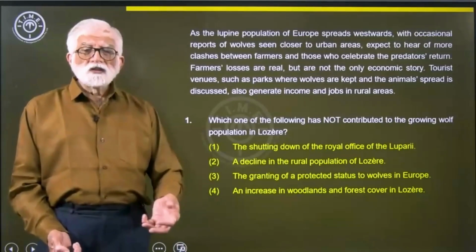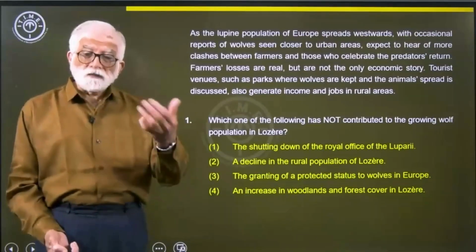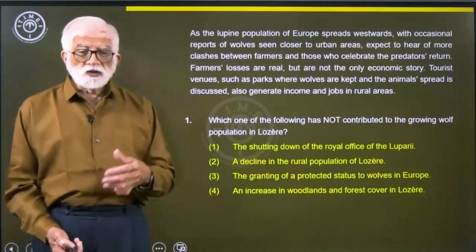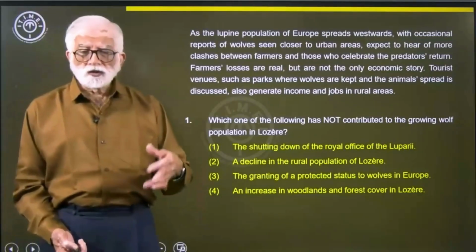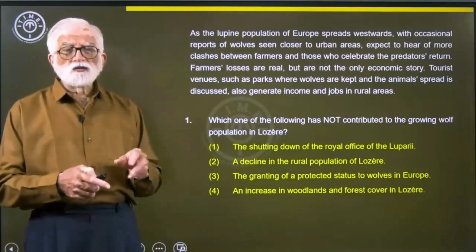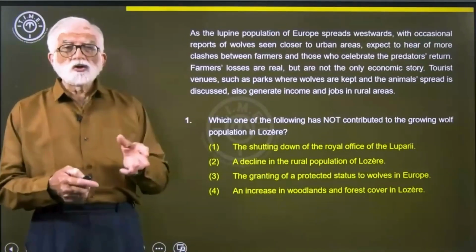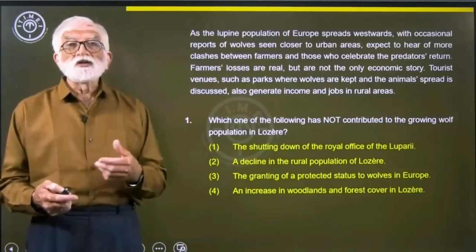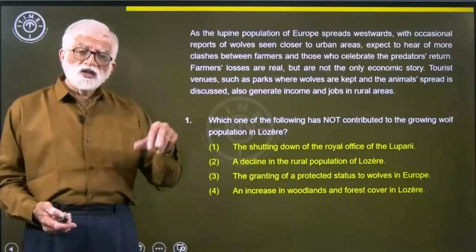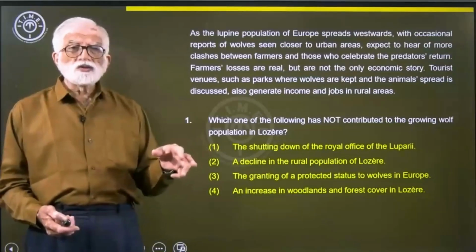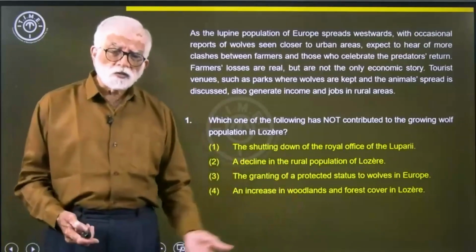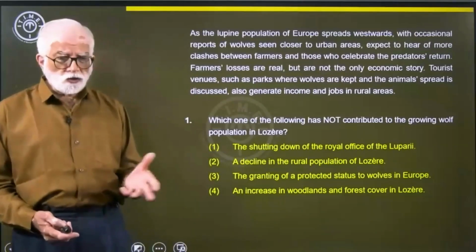Now, the point is, growing wolf population is how do they come back? So, what we really want to know is how did they come back? Now, they didn't come back because the Royal Office of the Lupari was shut down. Even if the department was closed or the particular official organization was closed, that doesn't stop other people from, in some sense, hunting wolves if they need to. But the fact is, the shutting down was not the reason for their coming back. The shutting down was a consequence of having completed the job of eliminating them. So, 1 cannot be the answer.